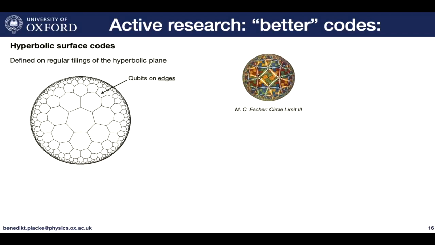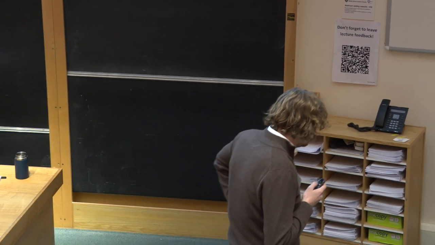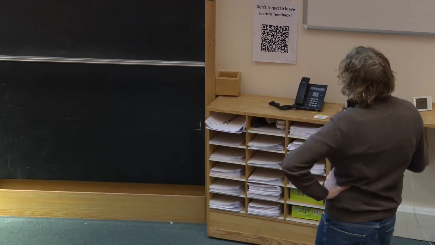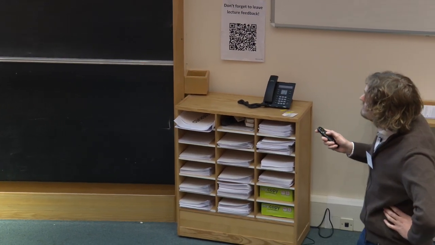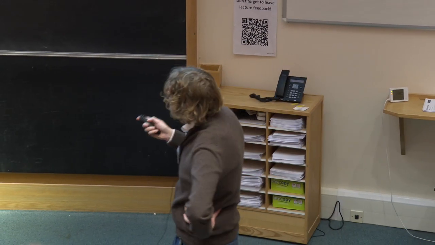Maybe now in my last slide, I want to tell you a bit about what I do. An active research question in quantum error correction is developing better codes. And one example of that I want to tell you about is hyperbolic surface codes.